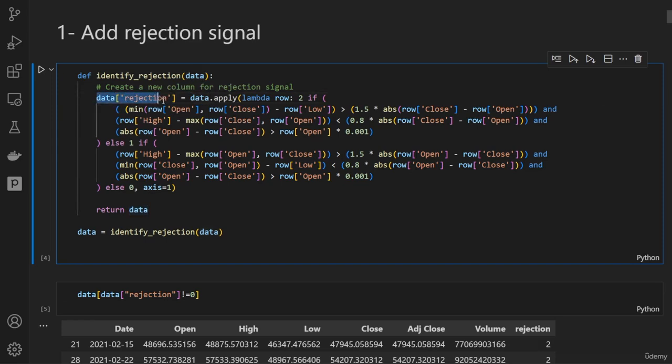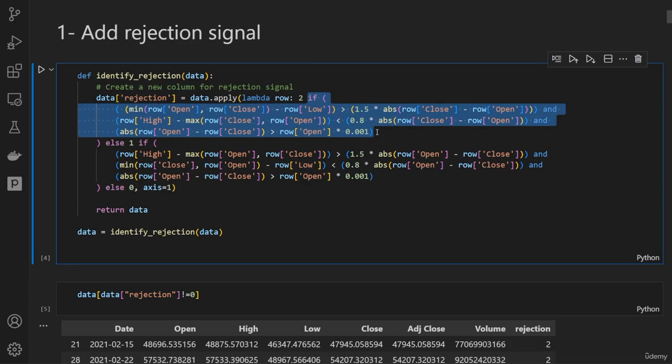So that's a new column that's going to contain a categorical variable. If we have a bullish rejection, we are returning 2. If not, if it's a bearish, we're going to return 1. And if we don't have any rejection patterns, we're returning 0. So we don't have any rejection signals at that particular row. So I'm using a lambda function in Python, and we're checking for these conditions.